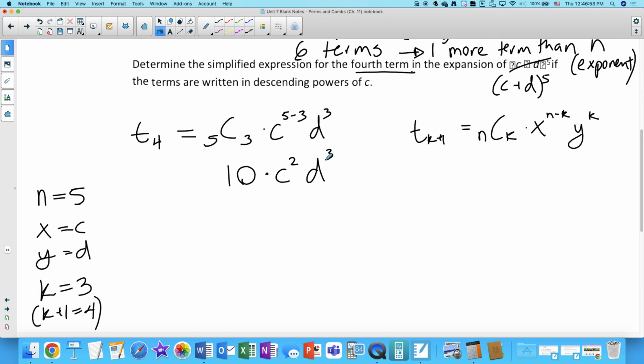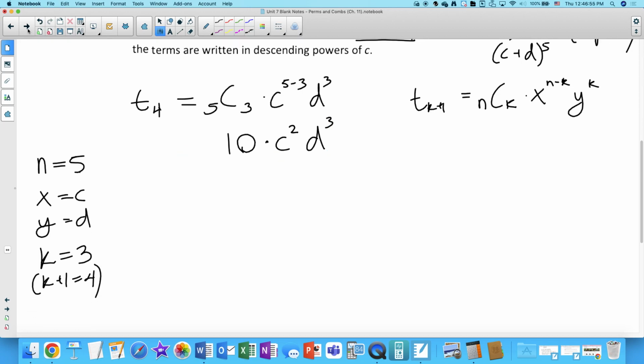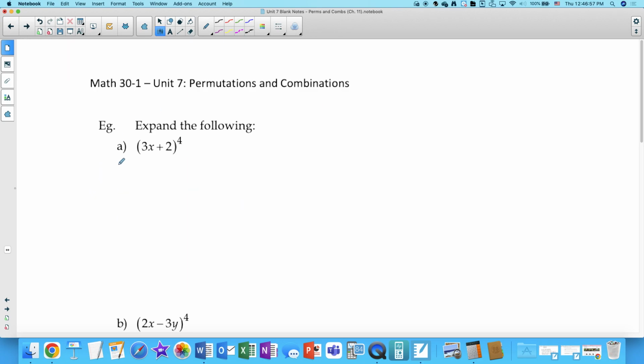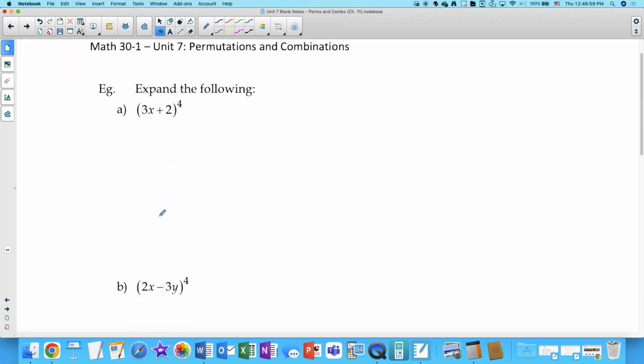Okay? All right. So let's take another example. Expand the following: (3x + 2)^4.